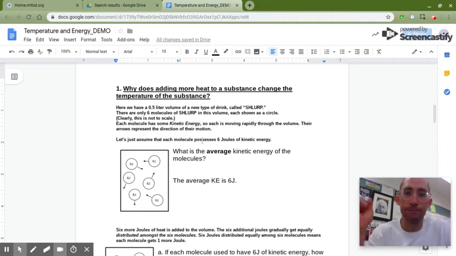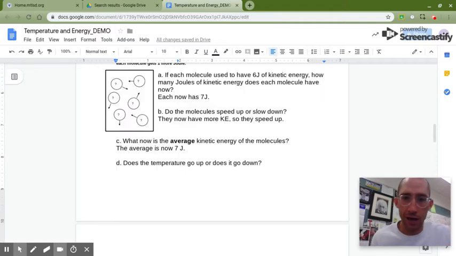If you added more heat to half a liter of slurp, what would happen to the temperature? Of course, it's going to get hotter. The temperature is going to go up. Here I'm showing you why that is. If temperature is a measure of the average kinetic energy of the molecules that make up slurp, then if the average kinetic energy of those slurp molecules goes up, then the temperature will go up because temperature is a measure of the average.